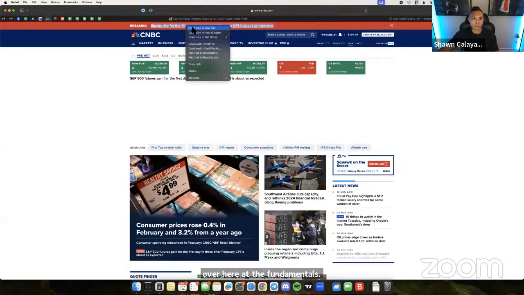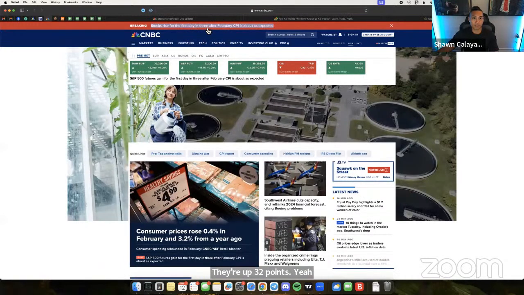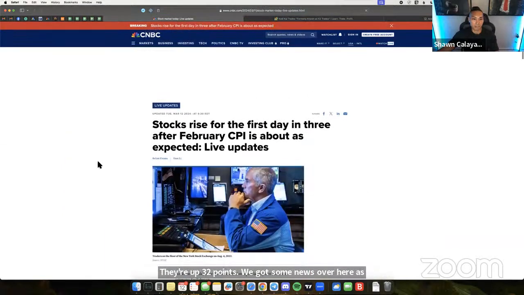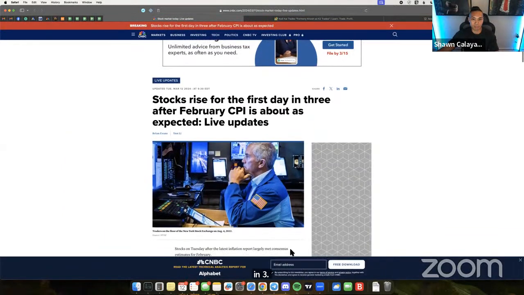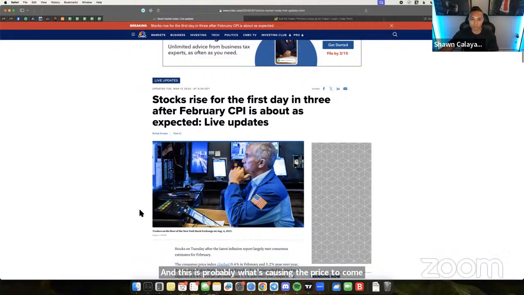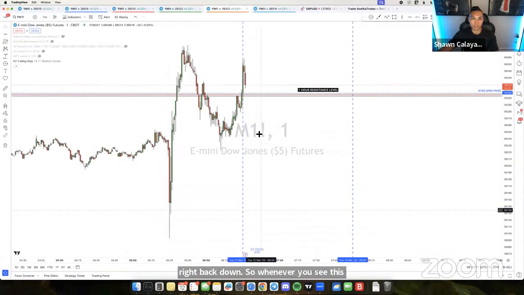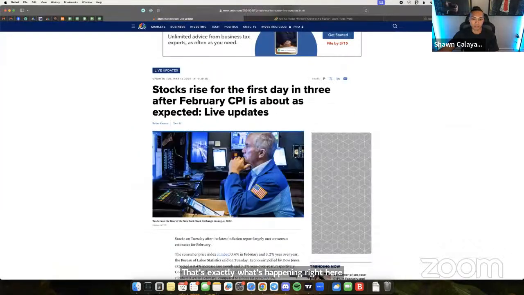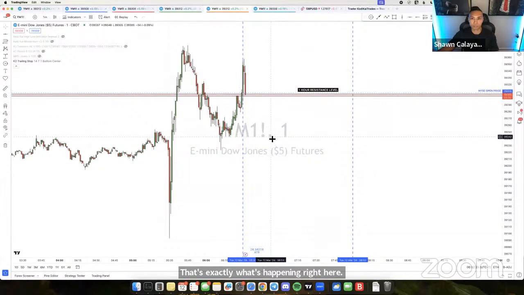So we got some news over here that stocks rise for the first day in 3 after February CPI. And this is probably what's causing price to come right back down. Whenever you see this breaking news, expect price to come back in the opposite direction. And that's exactly what's happening right here. They just said the stocks are rising and then price comes down. Pretty typical.